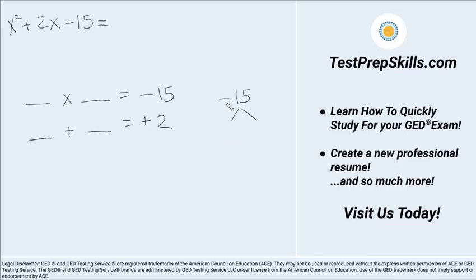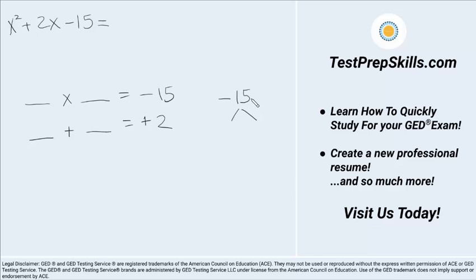Now, all numbers can be multiplied by 1, okay? So we could say 1 times negative 15. Those are two factors, okay? That's not going to help us, right? Because 1 plus negative 15 is not positive 2, okay? So we're going to need to break these factors down a bit further.